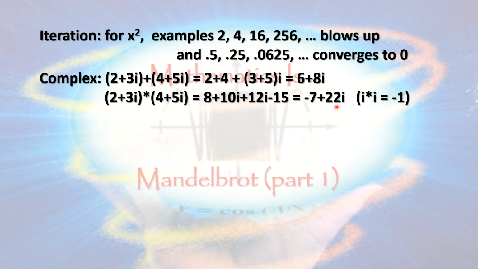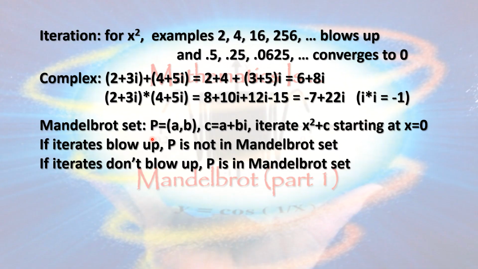So here's how the Mandelbrot set is defined. For any point (a, b), form the complex number c, a plus bi, and then iterate the function f of x equals x squared plus c starting at 0. If the iterates blow up, c is not in the Mandelbrot set. If the iterates do not blow up, c is in the Mandelbrot set.